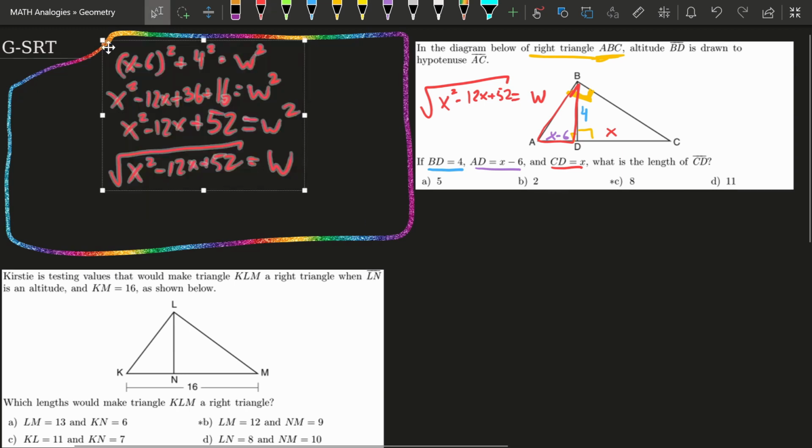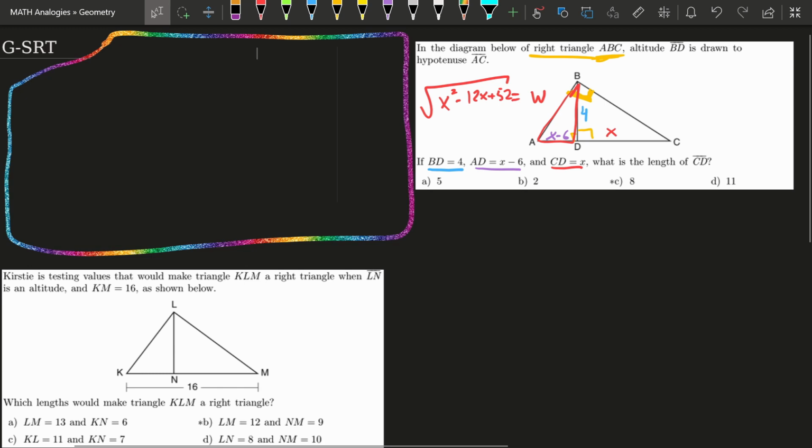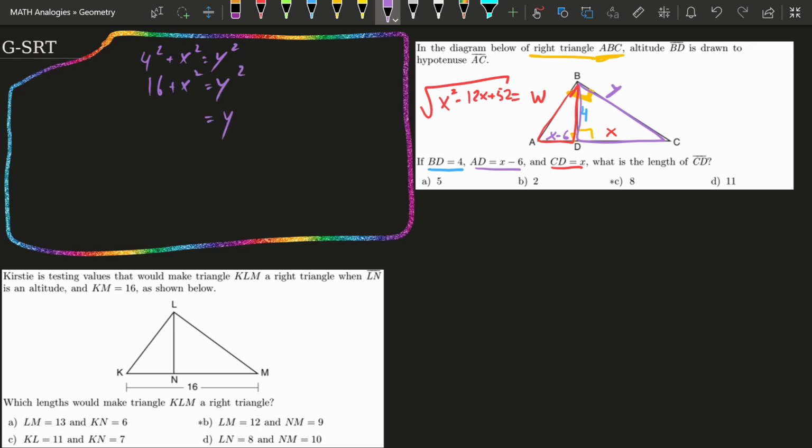Now let's clear up a little bit of space here. Why don't we try this medium triangle on the right hand side? So WX, let's do Y. Here we know 4 squared plus x squared equals y squared, or 16 plus x squared equals y squared, or y is the positive square root of 16 plus x squared. X squared plus 16, same thing.